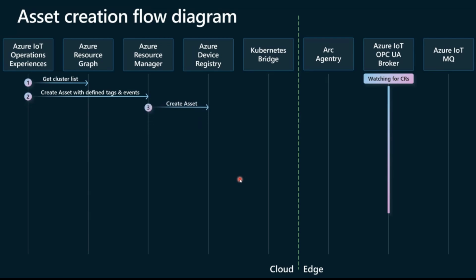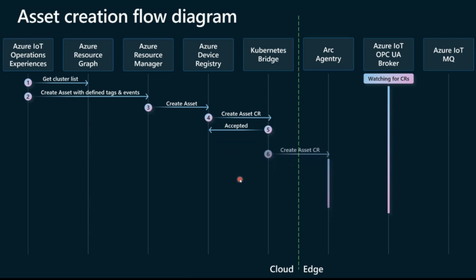But here in this diagram, you'll see what happens under the hood. So for one, through the ARM APIs, the asset is created in Azure Device Registry as a resource provider. ADR takes care of taking that asset and sending it down to the Kubernetes bridge so that it can be created at the edge.